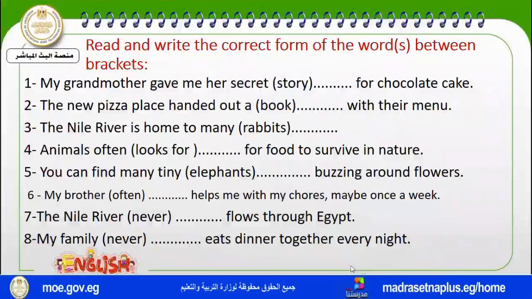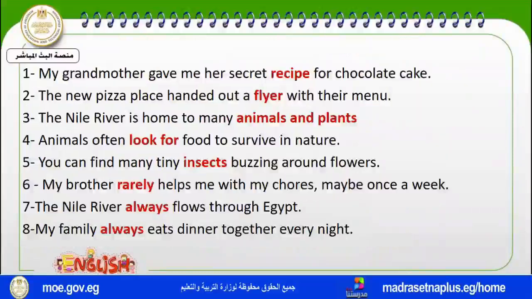Have you got your answers ready to check? Let's see and check if you were right or not right. This is number one. My grandmother gave me her secret recipe for chocolate cake. I love my grandmother's chocolate cake.